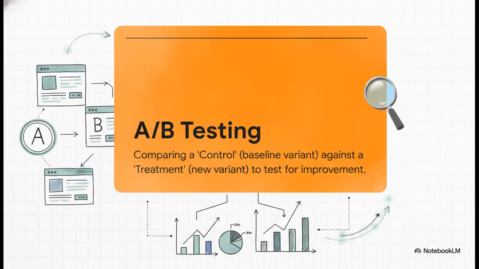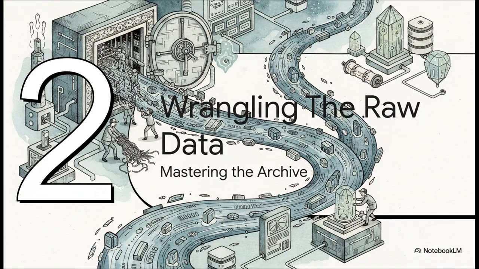Okay, so how do we actually improve that KPI? Well, one of the most powerful tools we have is A/B testing. It's actually pretty simple. We take our current version, that's the control, and we test it against a brand new idea, the treatment. We show each version to different groups of users, measure the results, and let the data tell us which one is better. No guesswork needed.